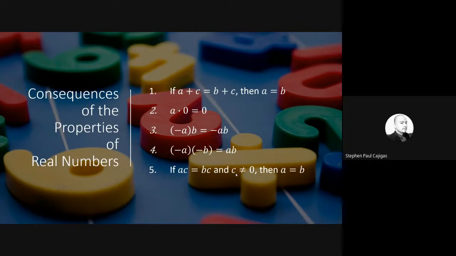And then from those properties, we can see other properties or other theorems for real numbers. So you will see that if you have the equation a plus c equal to b plus c, then we can find that a is actually equal to b. So we want to have a proof for this.